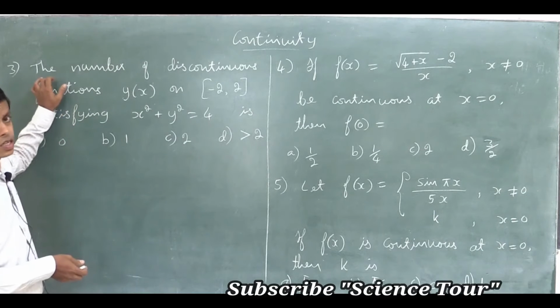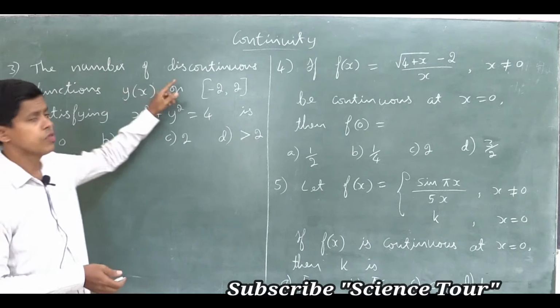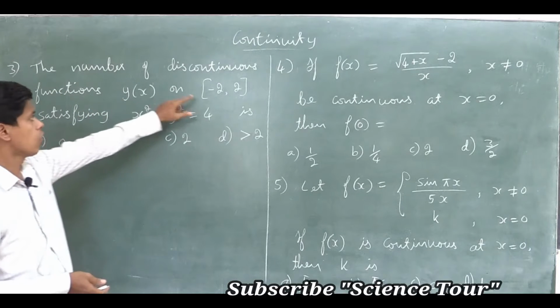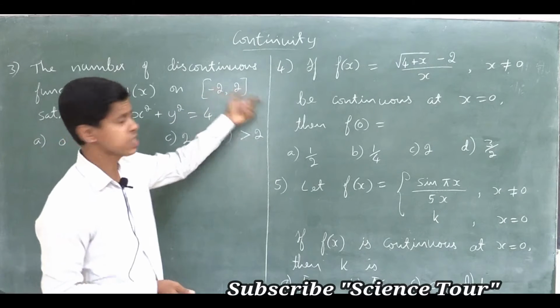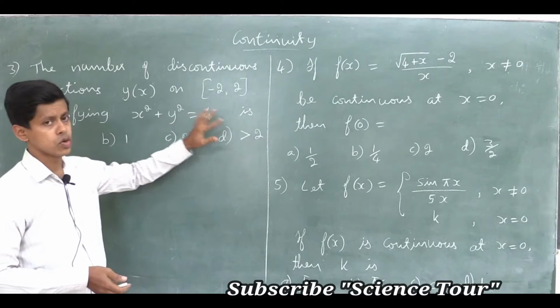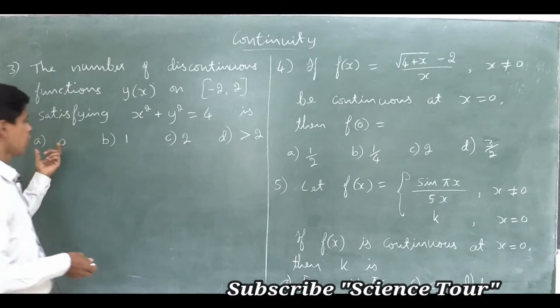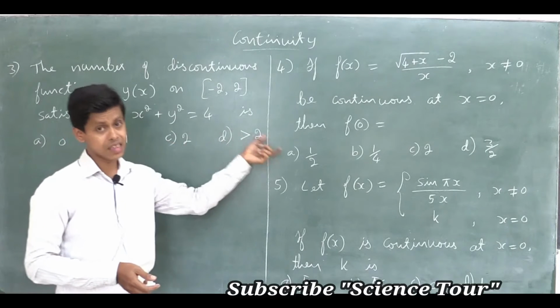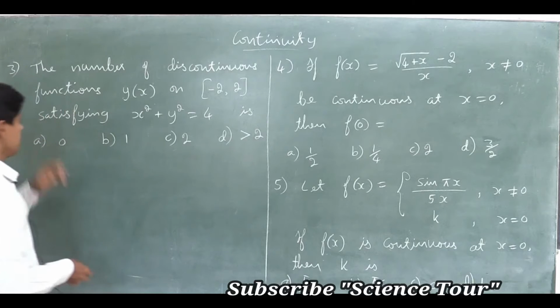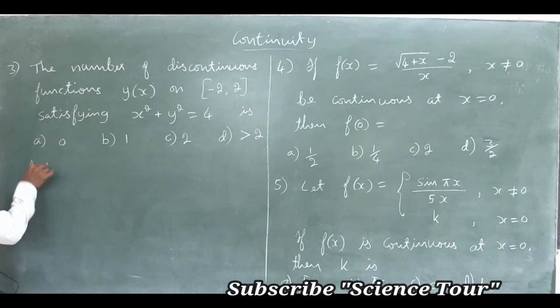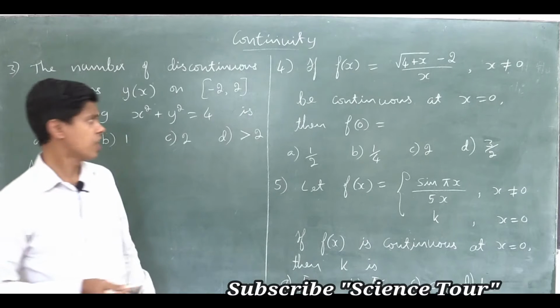So the third question: the number of discontinuous functions y of x on the closed interval minus 2 comma 2 satisfying x square plus y square is equal to 4. The options are 0, 1, 2 or greater than 2. What we need to first understand is the nature of the function here.